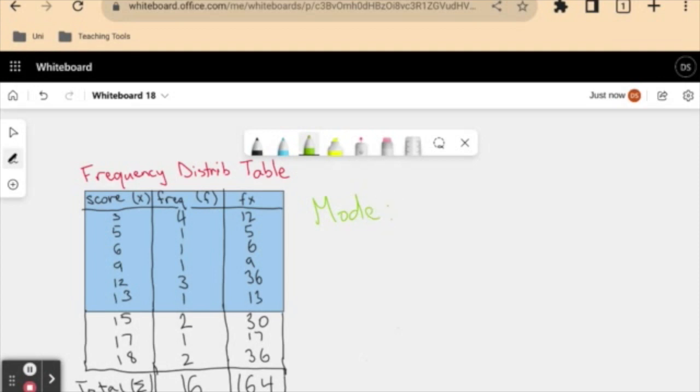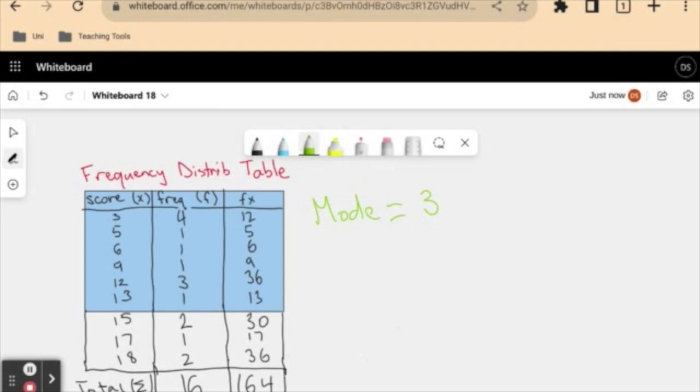What's our mode? Well, the highest value in our frequency column. Bang. Already we've got it, right? Our mode is 3 because my frequency column tells me so. I've already done the hard work, right? Now I can just read off my table.